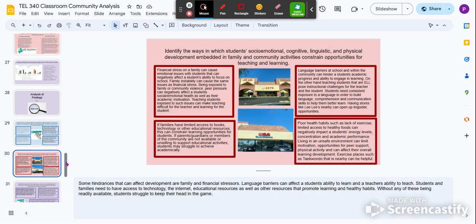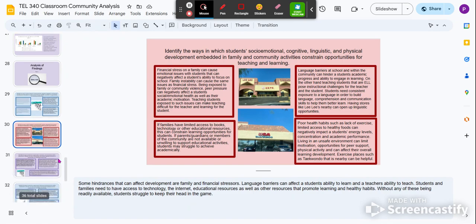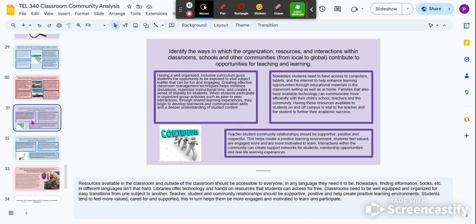Some hindrances that can affect development are family and financial stressors. Language barriers can affect a student's ability to learn and a teacher's ability to teach. Students and families need to have access to technology, the internet, educational resources, as well as other resources that promote learning and healthy habits. Without any of these being readily available, students struggle to keep their head in the game. Resources available in the classroom and outside of the classroom should be accessible to everyone in any language they need it to be. Nowadays, finding information, books, etc. in different languages isn't that hard.